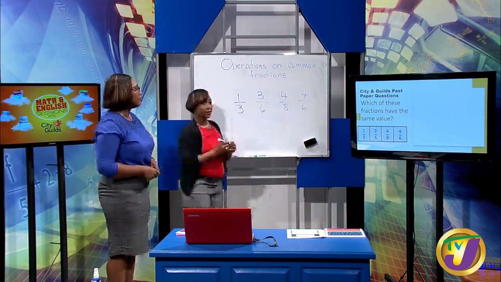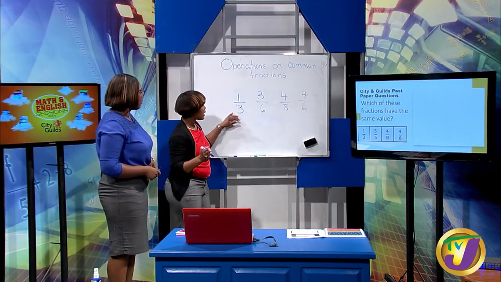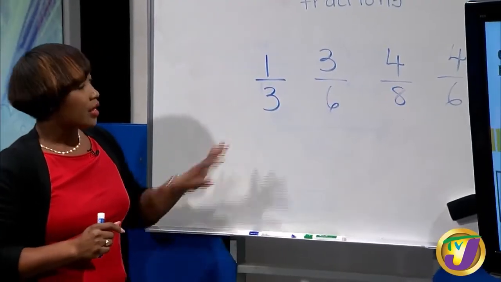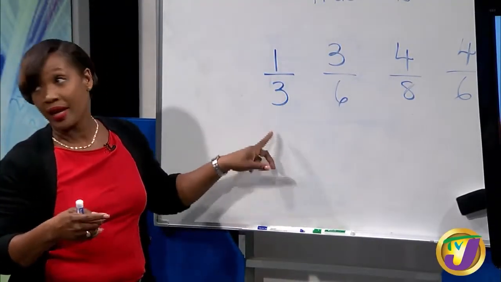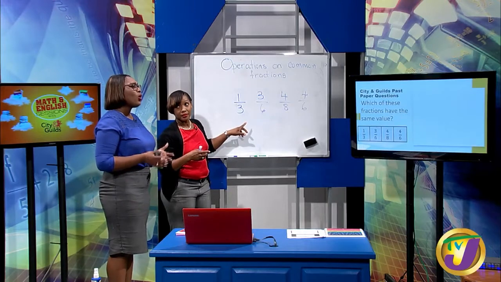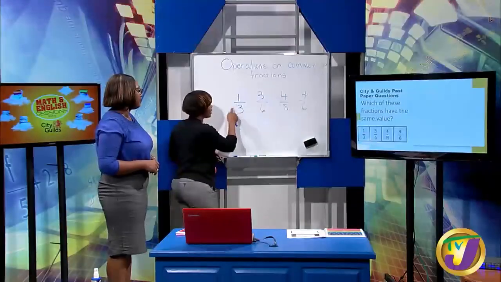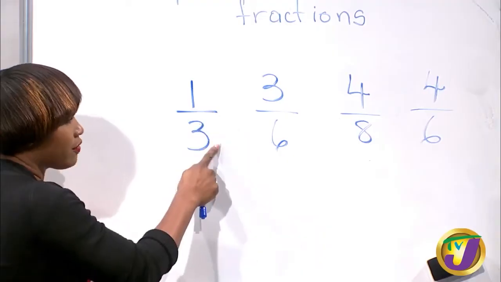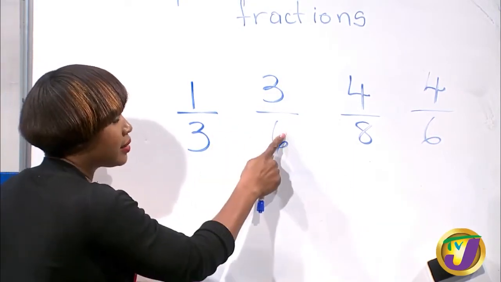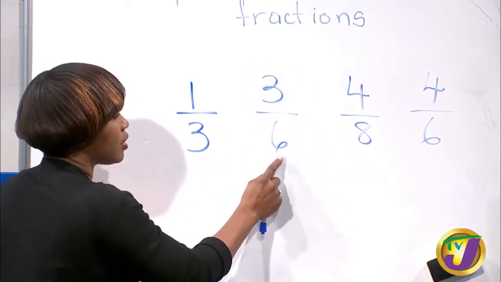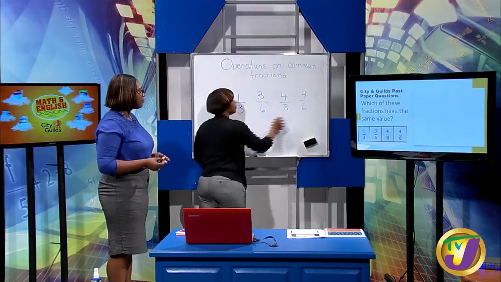All right. So we're asking which of these are the same. When you look at a third, you need to understand what a third is. What does the denominator tell you again? How many parts my whole is divided into. Okay. So for this fraction, the whole was divided into 3 parts, and I have 1 out of the 3 parts. For this fraction, my whole is divided into 6 parts and I have 3 out of the 6 parts. For this one, 8 parts, and I have 4.